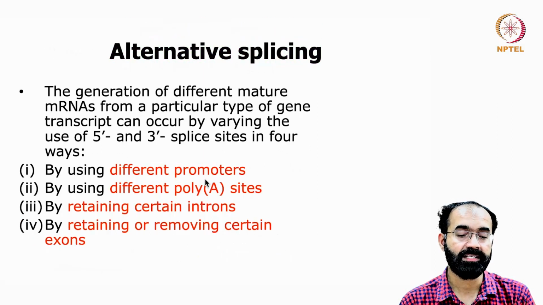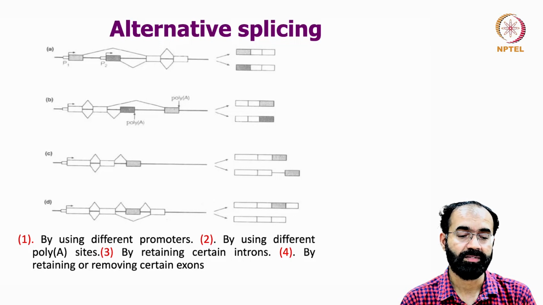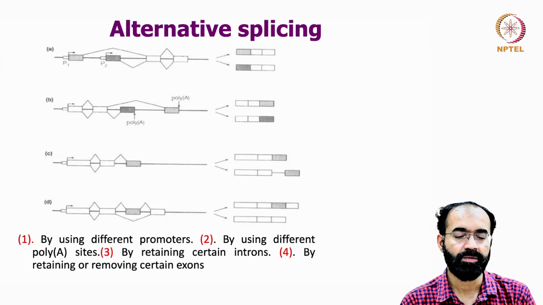And then what was the other one? Retaining or removing certain exons. So that is what you are seeing in the last example. That is, you have the promoter, you have the first exon. You can see here top, first exon, second exon, third exon, and fourth exon. Everything happens smoothly. Not this ash colored box, because that has got some importance. That is skipped in the second case.